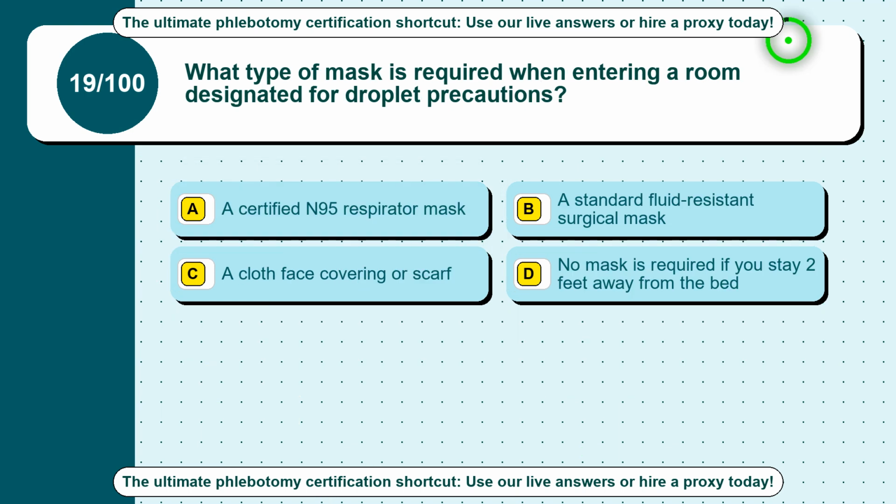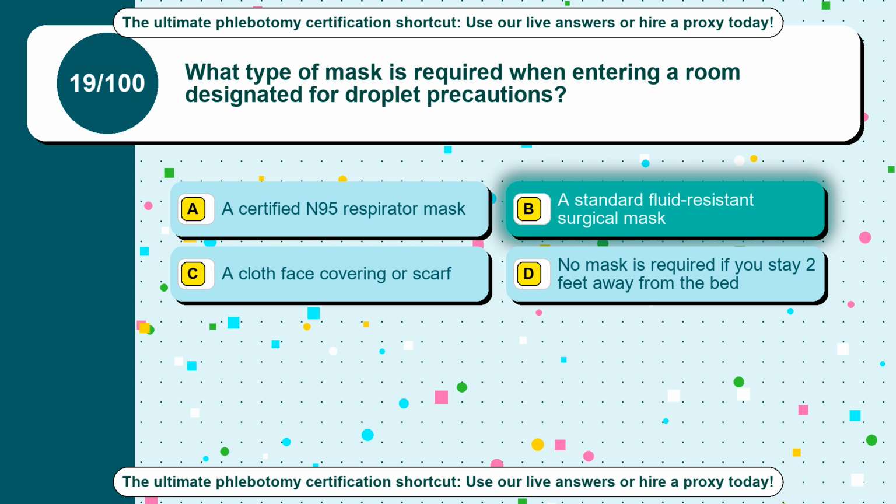Question 19. What type of mask is required when entering a room designated for droplet precautions? Option A, a certified N95 respirator mask. Option B, a standard fluid-resistant surgical mask. Option C, a cloth face covering or scarf. Option D, no mask is required if you stay 2 feet away from the bed. The correct answer is option B, a standard fluid-resistant surgical mask.